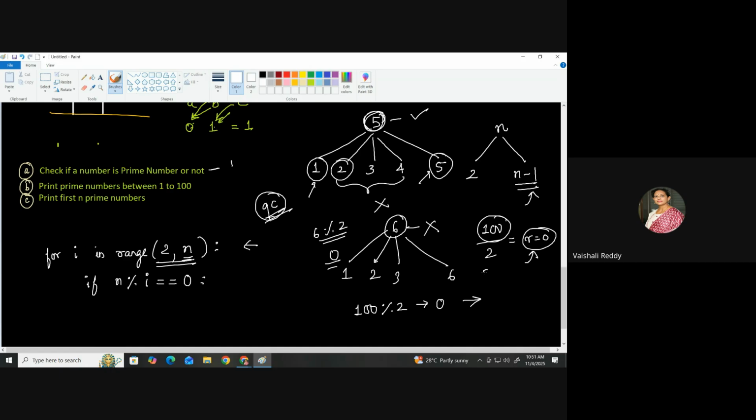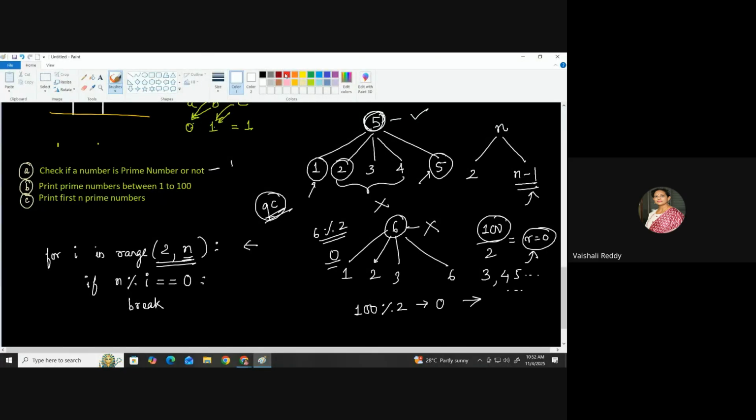Should I still try with 3, 4, 5, 6, etc.? No, right? So can I stop the loop here? Should I stop the loop here itself? So how do we stop the loop? We have to exit from the loop, jump out of the loop. How do we do that? We use a keyword called break.